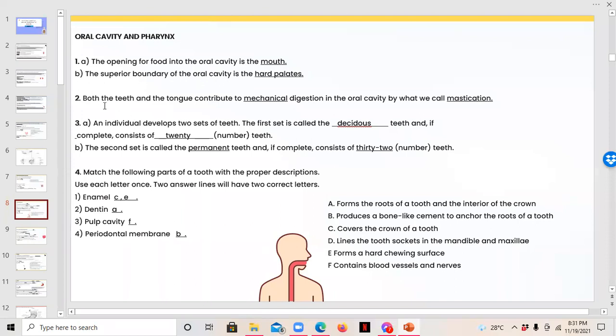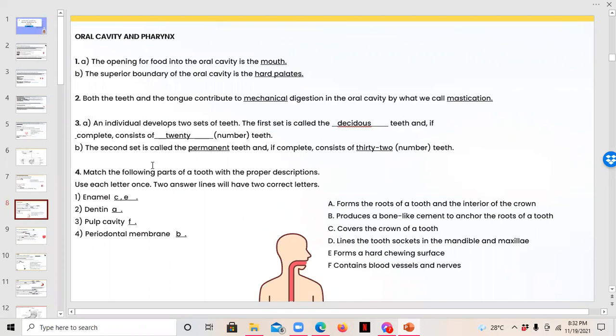Number 2. Both the teeth and the tongue contribute to mechanical digestion in the oral cavity by what we call mastication. Number 3. Letter A. An individual develops two sets of teeth. The first set is called the deciduous teeth, and if complete, consists of 20 teeth. Letter B. The second set is called the permanent teeth, and if complete, consists of 32 teeth.